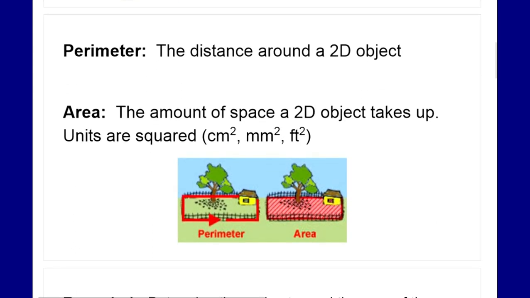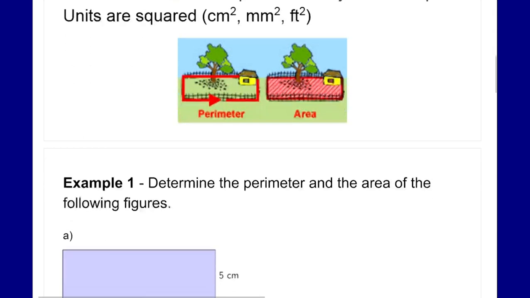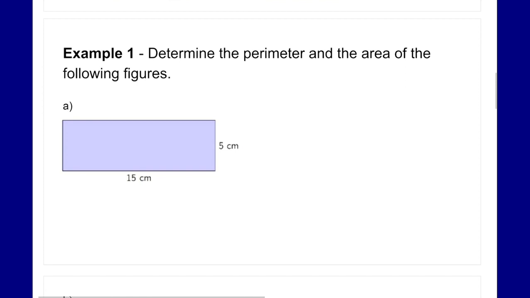So first, just to distinguish between perimeter and area. Perimeter is the distance around a 2D object, and area is the amount of space a 2D object takes up. For area, we want to keep in mind that the units are squared, such as centimeters squared, millimeters squared, feet squared. For example, if we imagine a fenced-in area, the perimeter would be the fence going around, and the area would be the flat surface that is enclosed by that fence. So that's what we're looking at first, because we want to determine the perimeter and area for the following figures.